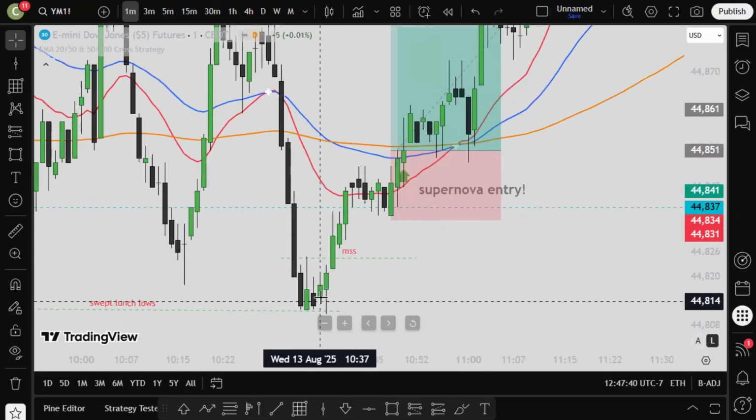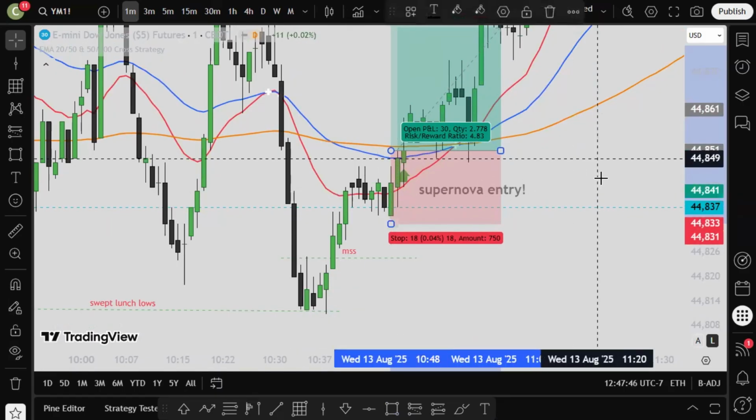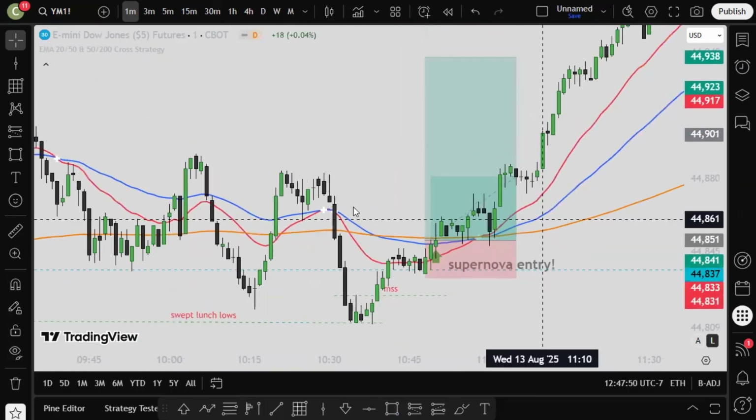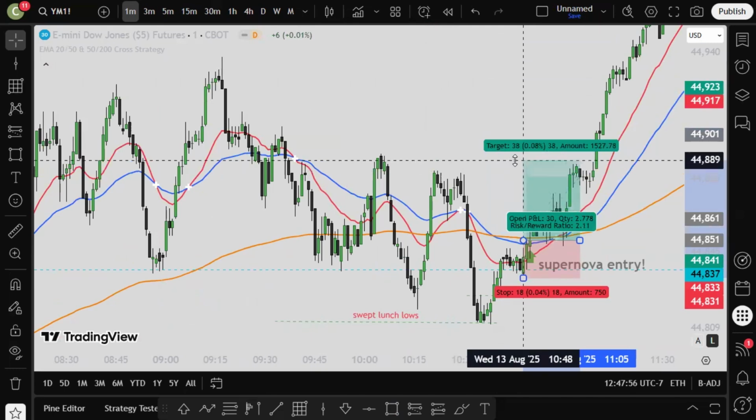Here's your supernova entry: 1, 2, 3 impulsive, crosses over the 50, 17-point stop under the low, maybe even 18, somewhere in there. Target the immediate high, that gives you a 1 to 2 ratio. So right here at 33, you're moving to break even.